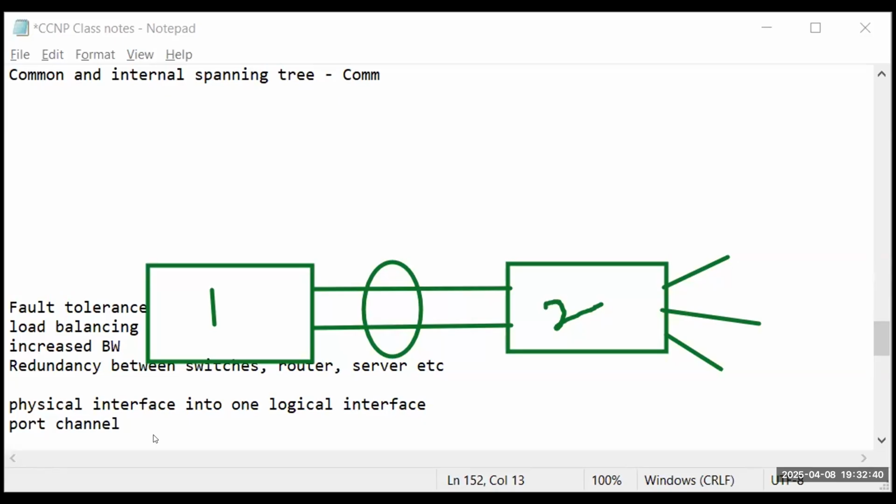Okay. Is it possible to bundle the logical interface? What logical interface? We don't have any logical interfaces to bundle. We can bundle only physical interfaces. Can we bundle logical ones? No, that's not possible. Logical interfaces we cannot bundle.